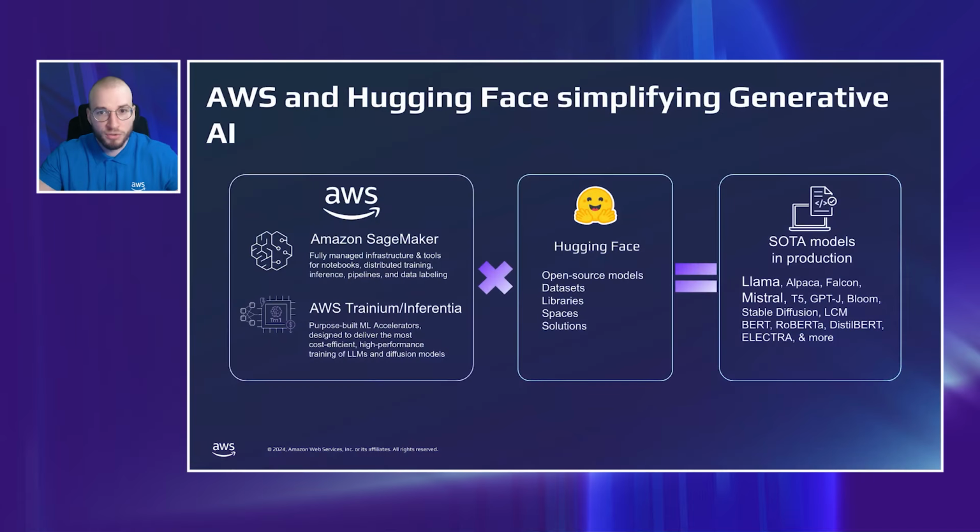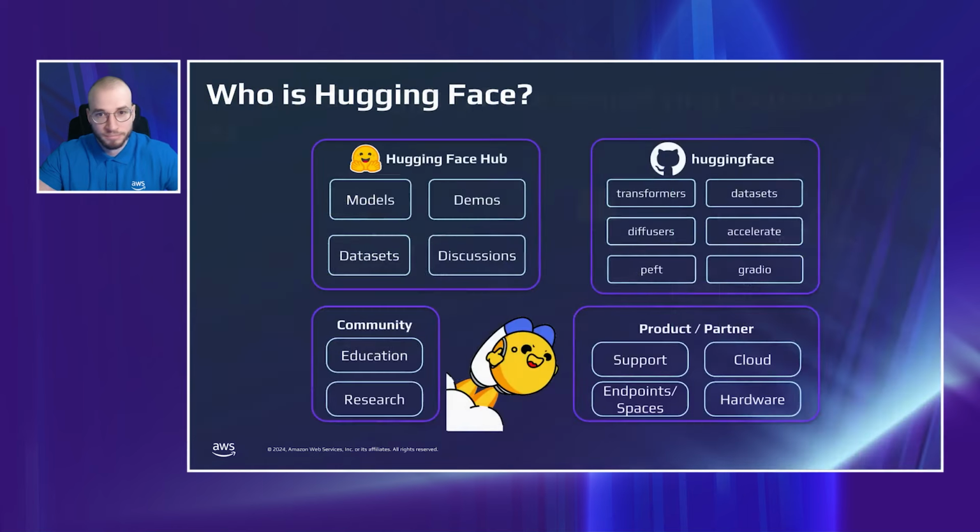Thank you, Chris. So Hugging Face and AWS, what does it mean? To make it simple, we have created a formula. If you take Amazon SageMaker, AWS Trainium or Inferentia and multiply it with Hugging Face, you get state-of-the-art models in production powered by open source for generative AI like Llama, Mistral, Stable Diffusion, BERT, RoBERTa, or all other models. But before we take a closer look at Hugging Face Optimum Neuron and how that works, let's start with who or what is Hugging Face.